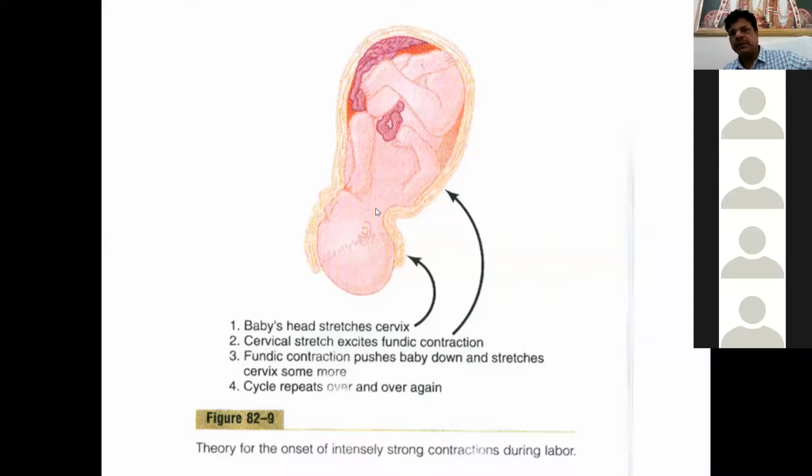This cycle repeats over and over again, and it is terminated only when the baby and the products of conception are delivered. And again, I stress, many of you in future are going to be obstetricians in the OBG department. Hopefully you'll do that. And when you're doing the delivery, please make sure that everything has been delivered. There is nothing retained back in the uterus.